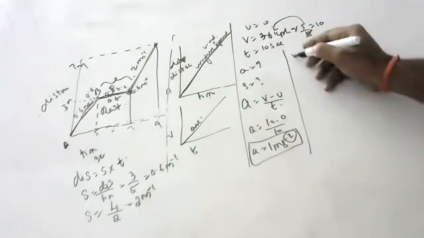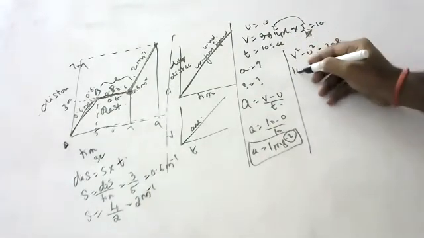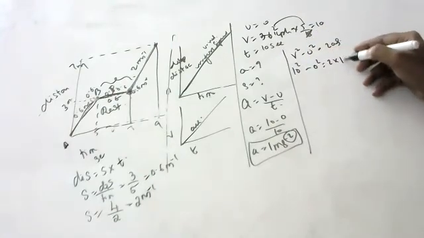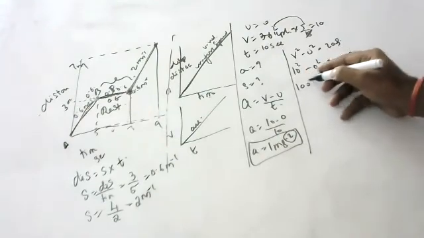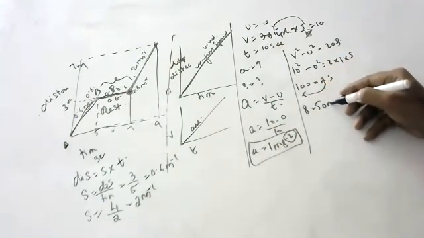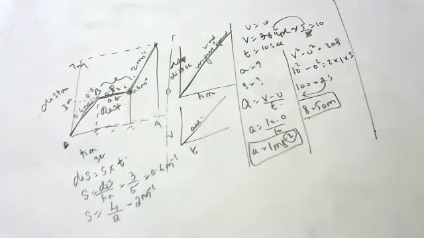And what is the displacement traveled? V square minus U square is equal to 2aS. 10 square minus 0 square is equal to 2 into 1 into S. 100 is equal to 2 into S. This goes down. 50 meters is the distance traveled by the body in 10 seconds. How much distance did it travel? 50 meters, children.